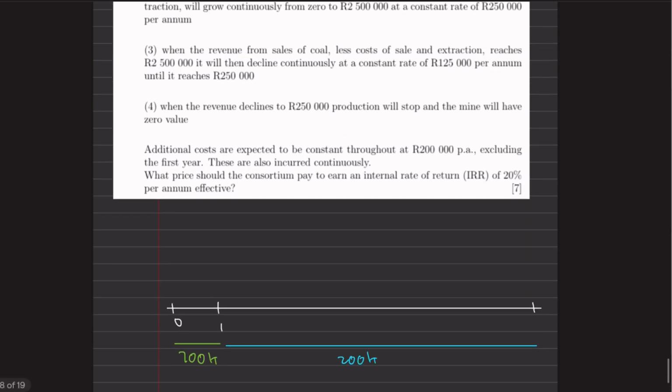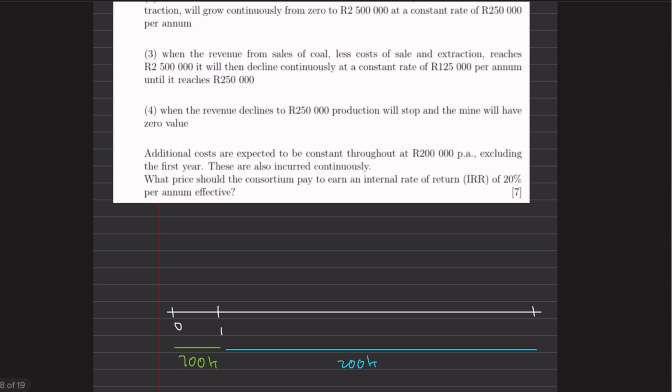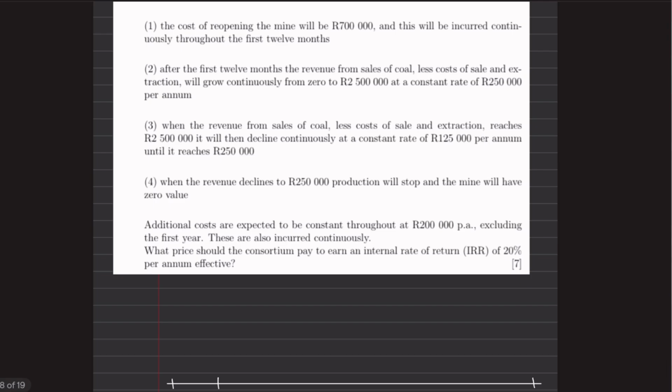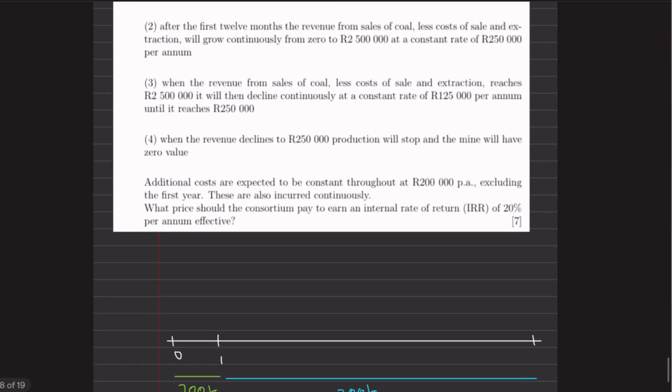Okay, and then it says that from time 1, revenue grows. Revenue grows continuously from 0 to 2.5 million at a constant rate of 250,000 Rand per annum. So if it starts at time 1 and it grows to 2.5 million at this rate, it's obviously going to take 10 years, right? Because 10 times this will give you that. So that'll grow basically until time 11, and it grows continuously. So I'm going to represent that with a solid line that grows like this.